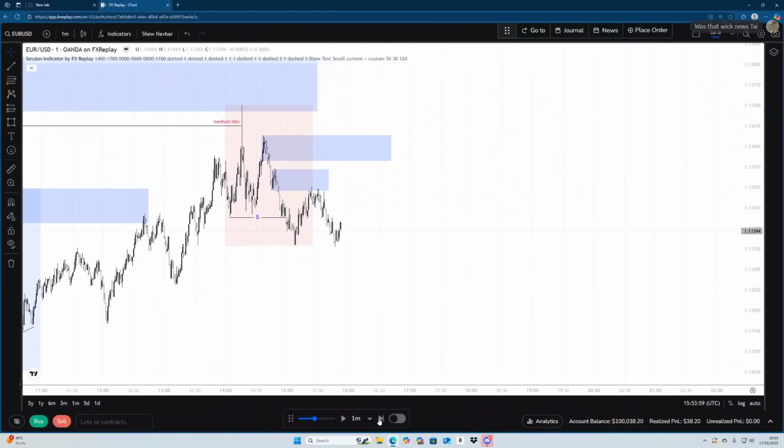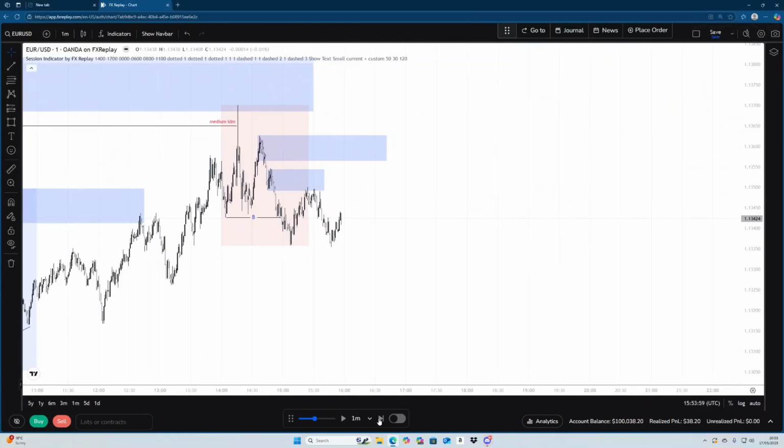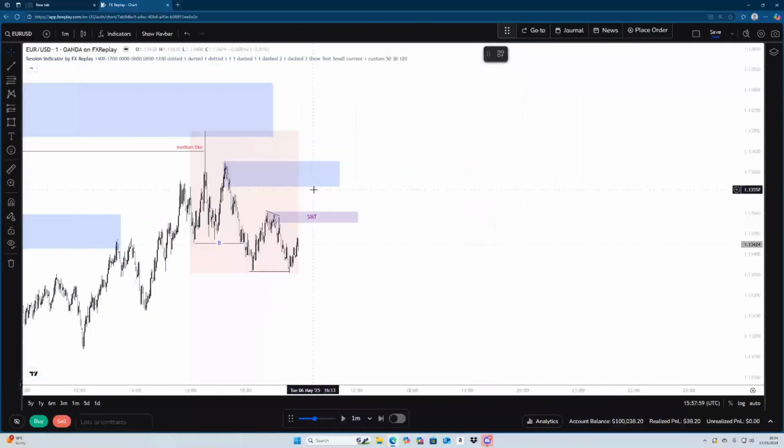And also this low led to a wick inducement. The wick, not a body close, sorry. So this just becomes a weak supply for me. Let me just label SMT, because it's a trend line and it led to a wick, not a body close. And there's still an unmitigated zone here.